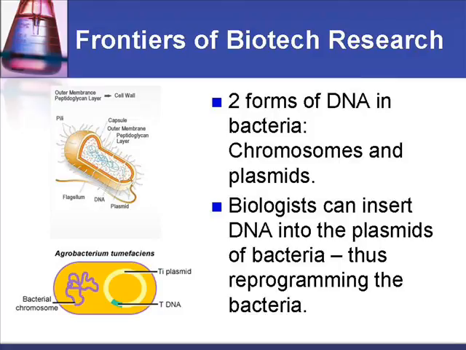Bacteria have two forms of DNA in it. The first is chromosomal. This is the basic DNA of the bacteria. It consists of the normal living functions of the bacteria. The next are called plasmids. Plasmids are little circular bits of DNA. These plasmids can be transferred from bacterium to bacterium. Scientists will use these plasmids to make recombinant DNA. They'll take a plasmid and they will insert a desired gene into it, and then they can use this plasmid to transfer it into a bacterium.